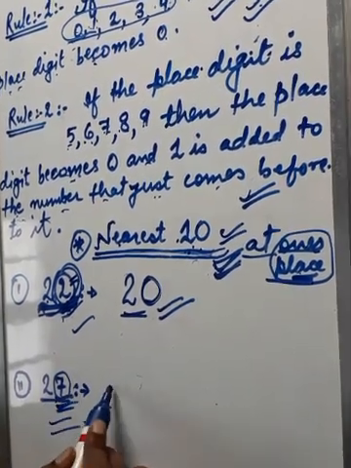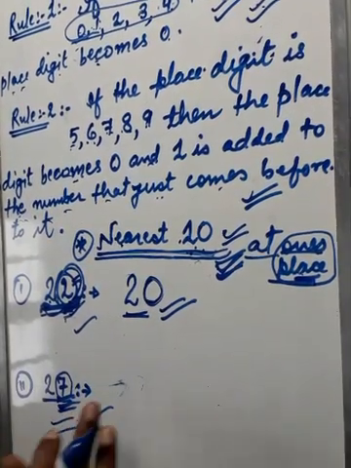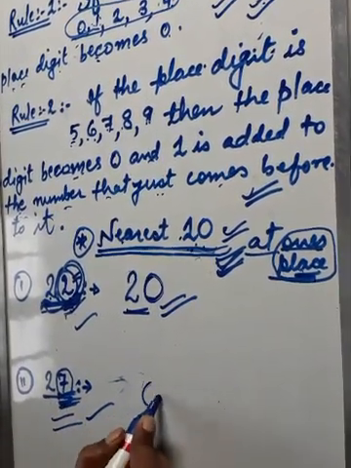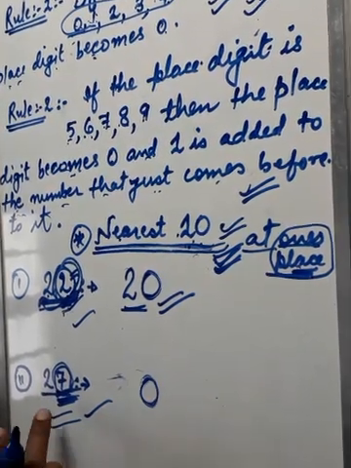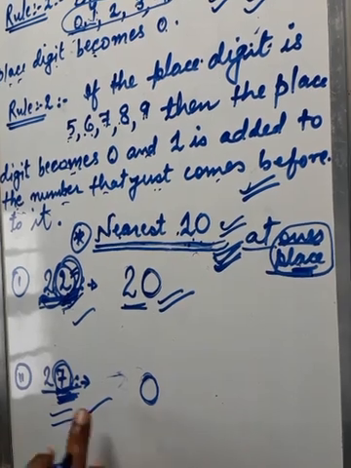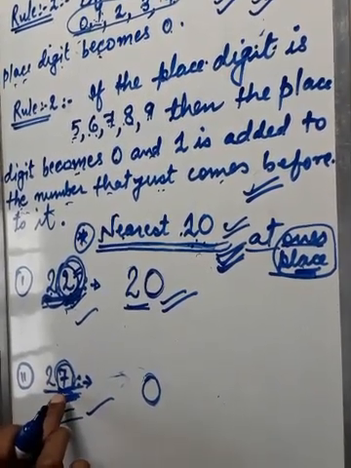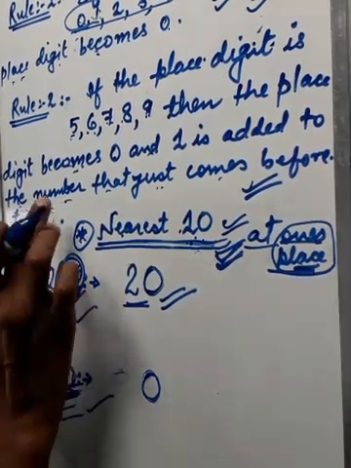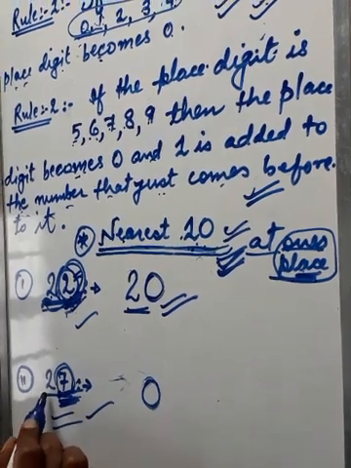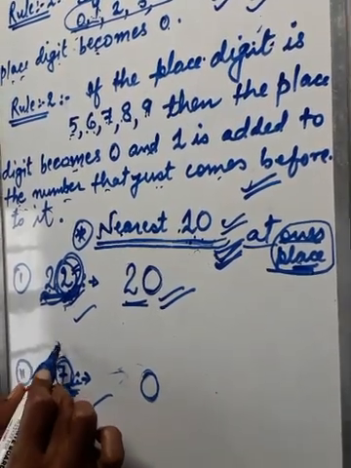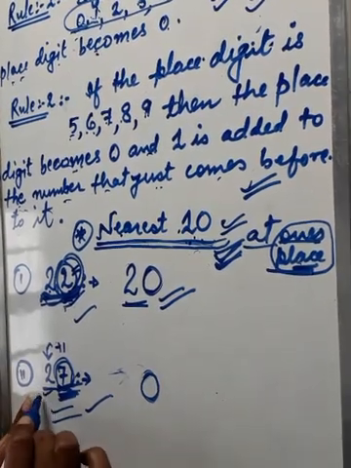So here is the digit 7, so we are following rule 2. Rule 2 says that the digit we are seeing becomes 0. So now 7 becomes 0. What digit are we seeing in this? The ones place digit, and the ones place digit in the question is 7. So now it becomes 0, as rule 2 says that the digit becomes 0 and 1 is added to the next number. Next number means the number that just comes before it.